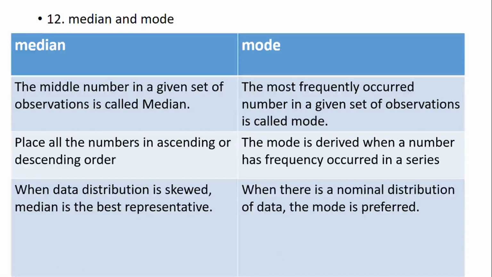The difference between median and mode. The middle number of a given set of values is known as the median. Place all numbers in ascending or descending order. When the data classification is skewed, the median is the best representative.